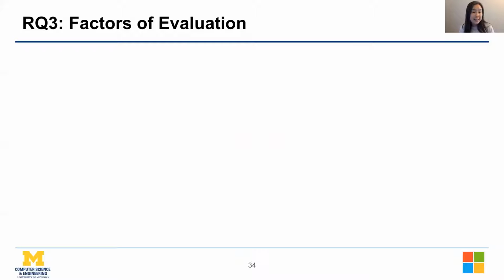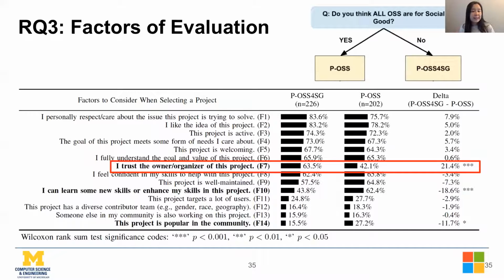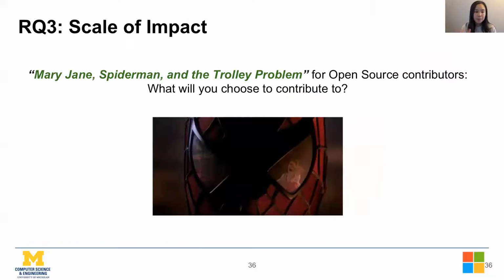We also investigated the factors contributors used to evaluate a project. We found that while sharing common factors of evaluation, such as if you're interested in the issue or if the project is active and welcoming enough, social good contributors significantly care more about the owners of projects. In fact, they care more by over 20% compared to general open source projects.